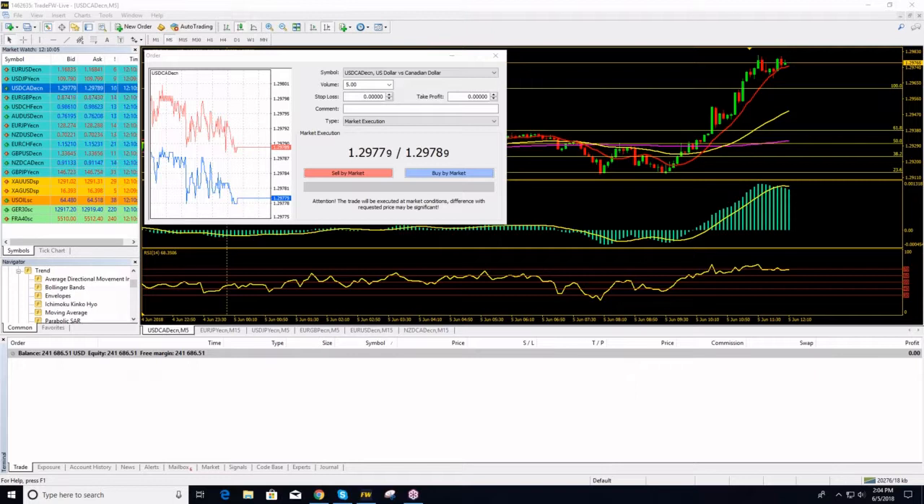So we were waiting for this candle to close below. It didn't close below. We need to wait for 5 more minutes, guys.